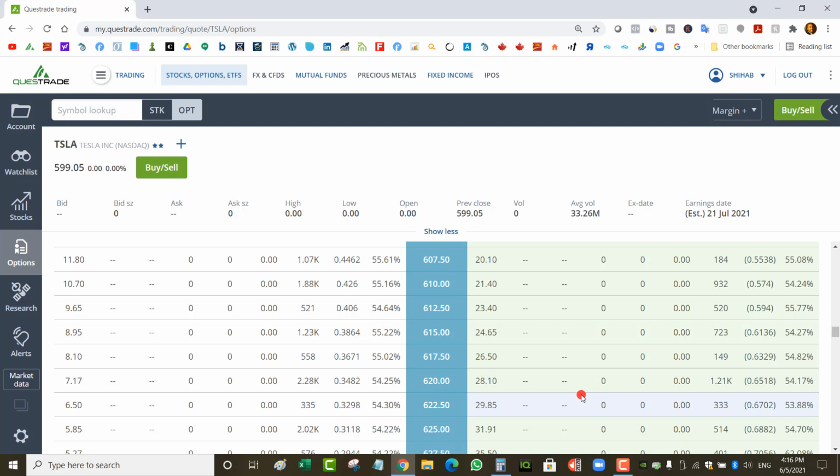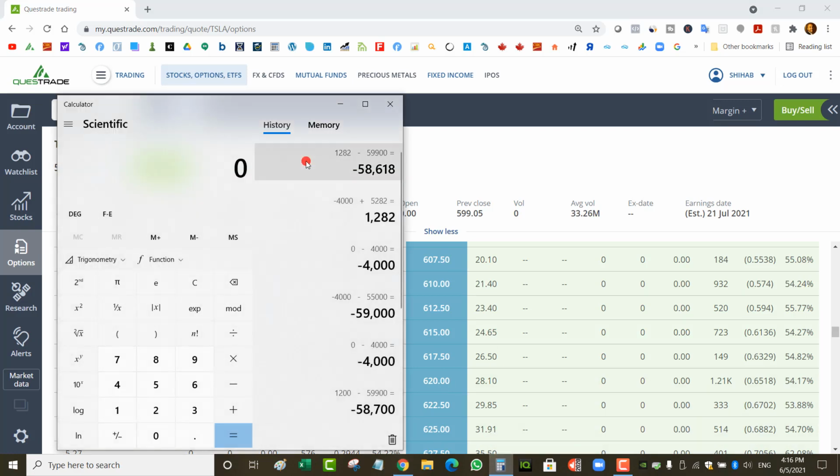So let's say I already own shares. Let's say I bought Tesla at 700. So that means $70,000 came out of my account, and I bought a put option at a 620 strike for protection, so that if Tesla drops below 620, my lowest selling price is 620. So even if it drops to 400, I can still sell my shares at a 620 strike.